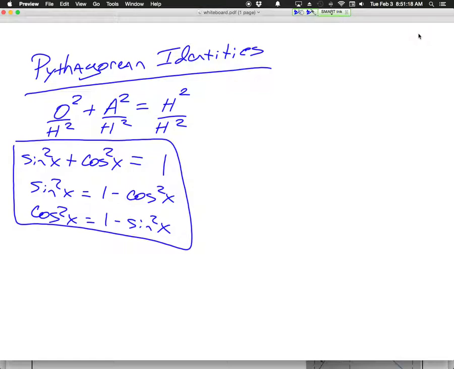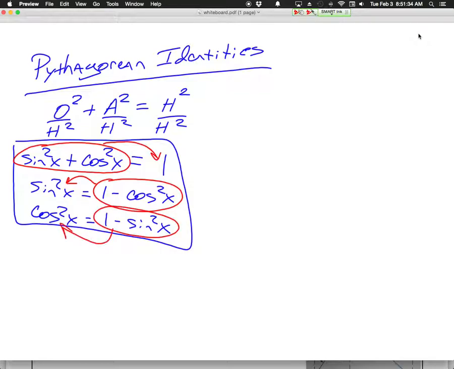So the substitutions you're more than likely going to make with these 3 is if I see sine squared plus cosine squared, I'm going to replace it with 1. If I see 1 minus cosine squared, I'm going to replace it with sine squared. And if I see 1 minus sine squared, I'm going to replace it with cosine squared. Those are the moves that you're going to use with this information the majority of the time. Okay, so there's my first set. Let's move on to the second set.